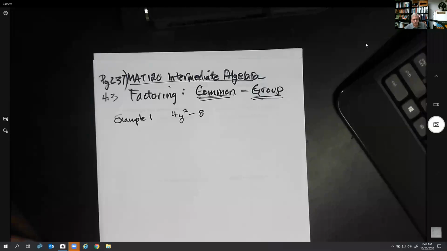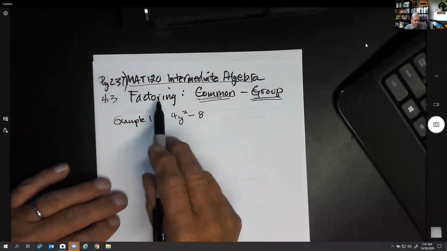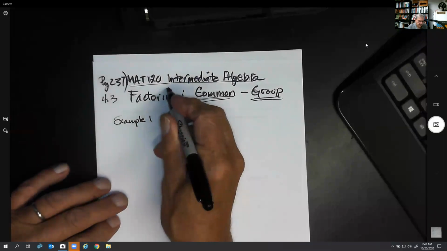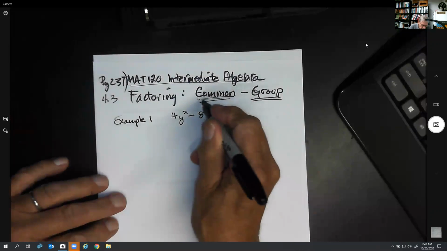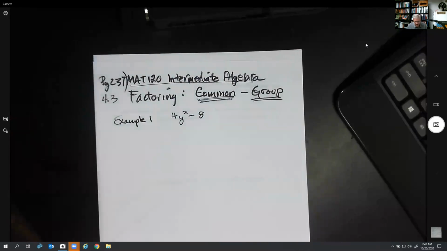Okay, so what we're going to talk about is factoring. Today we're going to talk about two types, common and group. And this is an example of a common type of factoring. What factoring is, it's the reverse of distributing.